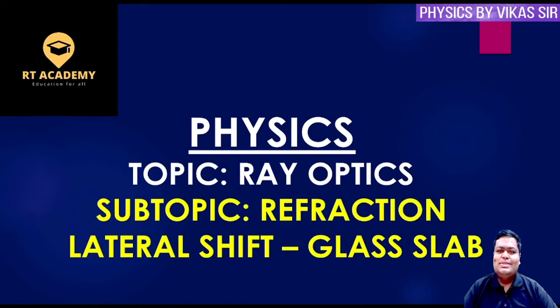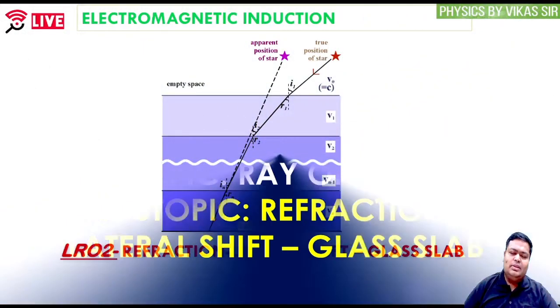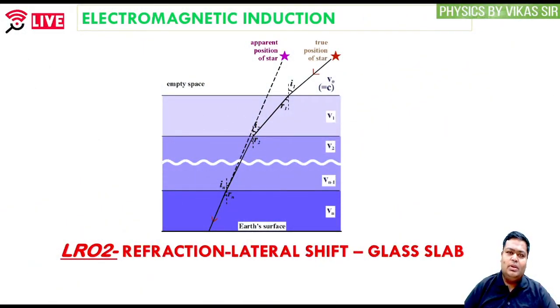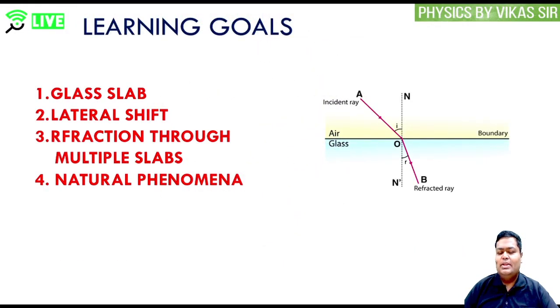Now this is the second session for the article of the refraction, and in today's session we are going to learn about the lateral shift through the glass slab and some of the natural phenomena related to the article of the refraction. In the refraction we have understood that the ray of the light travels from one medium to another medium depending upon which medium is rarer and which is denser. The ray is going to bend towards the normal or away from the normal.